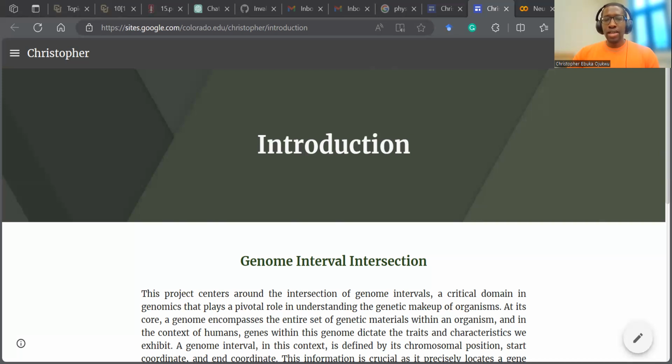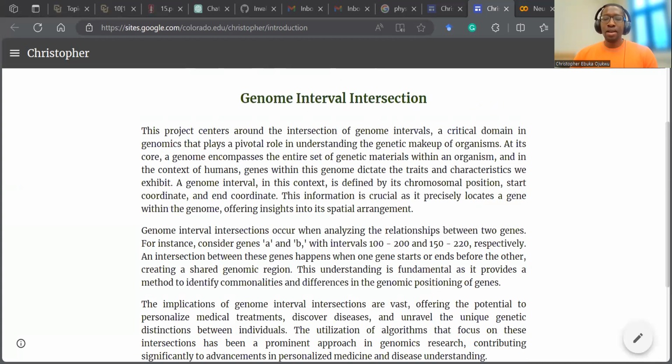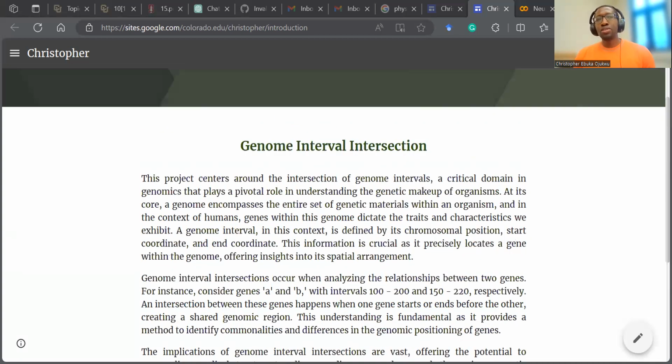So my goal really is to find these genome intervals by applying an NLP method, because the way this has been done is by using algorithms. These algorithms mark the start coordinate and then mark the end coordinate, and sometimes you might have to sort initially to be able to do this, and then you have to go through everything. But by using an NLP method, I'm hoping that it would improve the amount of intersections that can be found in one computation.